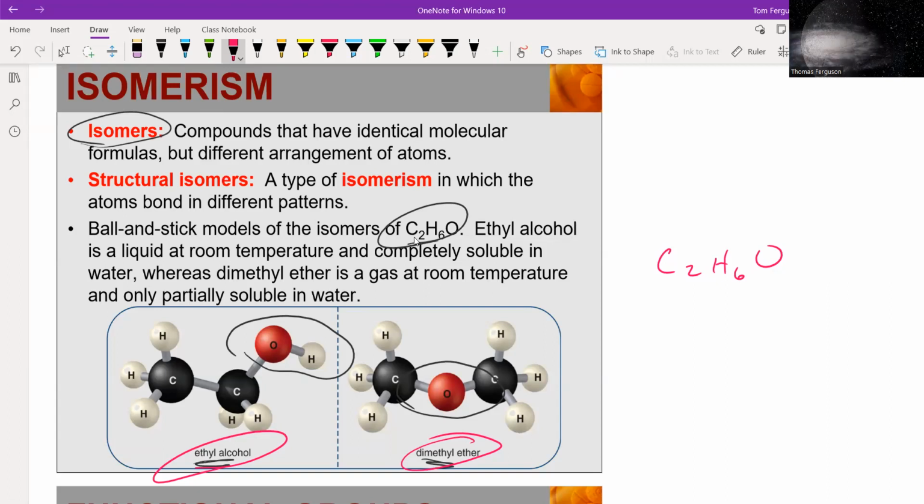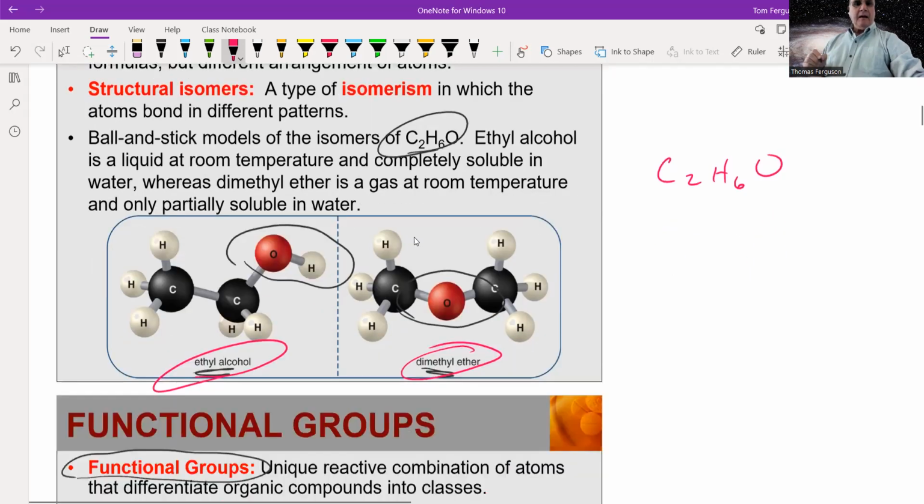And the reason has to do with the OH, because the OH does hydrogen bonding. Anytime you hydrogen bond, that's a very strong intermolecular structure. Intermolecular force, I should say.